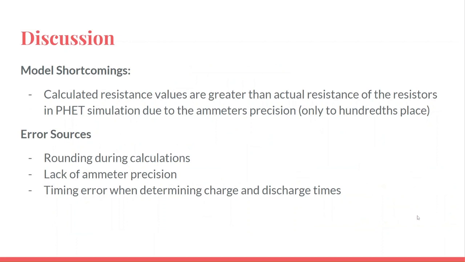So some model shortcomings is that we calculated resistance values that are greater than the actual resistance of the resistors in the PhET simulation. This is due to the ammeter's precision, which is only to the hundredth place. So that's sort of a shortcoming. And it's also another error source, the lack of ammeter precision. There's also the rounding during the calculations and the timing error when terminating charge and discharge times.